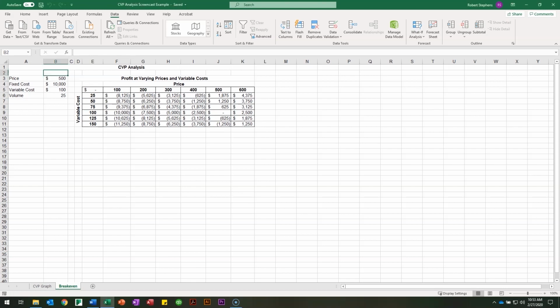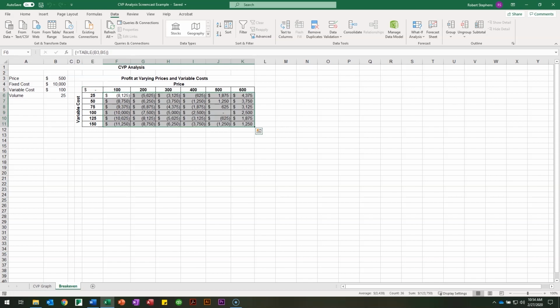The formula for profit is put in the upper left-hand corner of the table here. If you look up in the formula bar, you can see the formula on how to calculate profit. Across the row are the various prices I want to look at in the scenario. And down the column on the left-hand side of the table are the variable costs I want to look at in this analysis. So what I'm going to do is recreate the data table here.